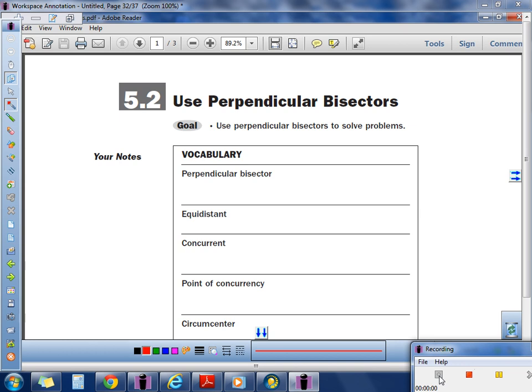Today's lesson deals with perpendicular bisectors. So we're going to learn about perpendicular bisectors. These are words that we've discussed in the past, but now it's applying them to pictures. So the first thing that I want you to be able to do is draw this type of triangle.